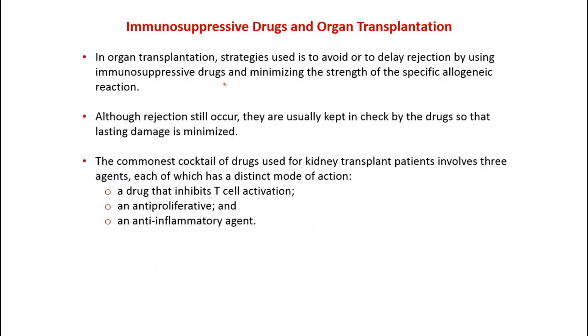In organ transplantation, strategies are used to avoid or delay rejection by using immunosuppressive drugs and minimizing the extent of the specific allogeneic reaction. Although rejection can occur, it is usually kept in check by the drugs, so the lasting damage is minimized. The commonest cocktail of drugs used for kidney transplant patients involves 3 agents, each of which has a distinct mode of action: a drug that can inhibit T cell activation, an anti-proliferative drug, and anti-inflammatory agents.